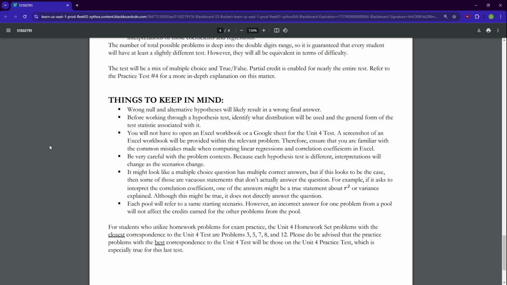And again, you won't be opening Excel or Google Sheets for the Unit 4 test. You'll be given a screenshot of the work. It will also tell you what was input into each cell so you have all the available information. So ensure that you are familiar with the common errors made in using Excel.